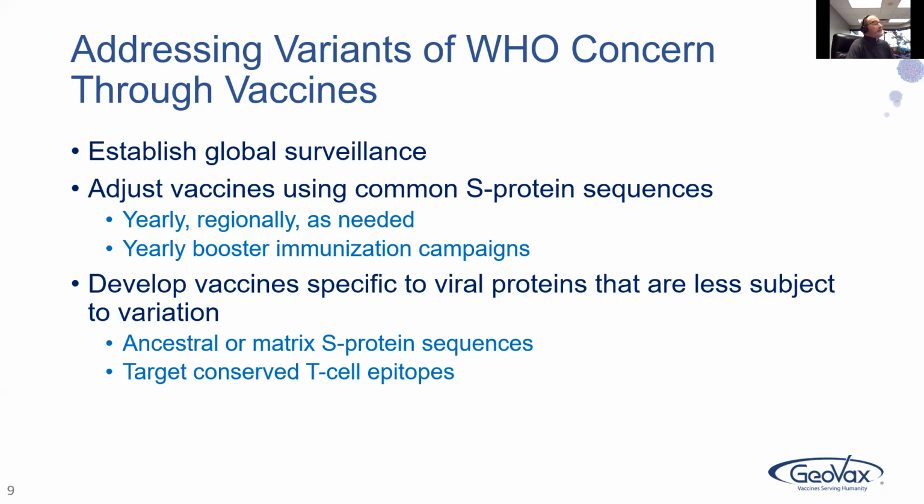An alternative approach is to develop vaccines that are specific to viral proteins that are less subject to variation. So these can be ancestral sequences or matrix sequences if you want to target a protein like the S, therefore inducing antibody responses that would recognize more broadly the types of circulating coronaviruses that are out there. Or, as I'm going to show you, you can target more conserved regions of the virus, specifically target T-cell epitopes, thereby broadening the immune responses so that the vaccines will induce T-cells and antibodies.